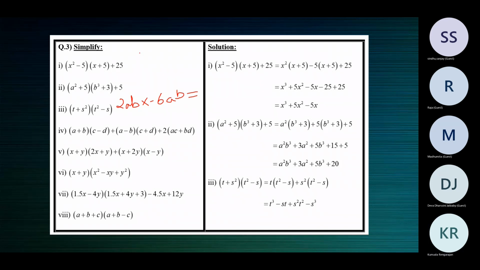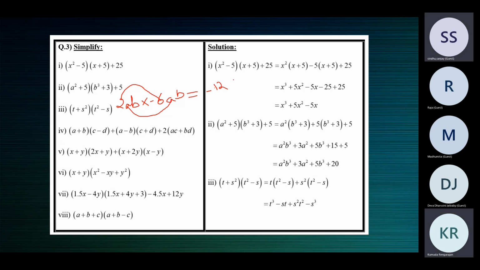So, how do we multiply? Multiply the numbers. You should multiply everything. Multiply the numbers. What will you get? Minus 12, ma'am. What is a into a? A square, ma'am. Because a into a means a to the power 1 into a to the power 1, which is a to the power 1 plus 1, a to the power 2. What is b into b? B square, ma'am. This is the answer.